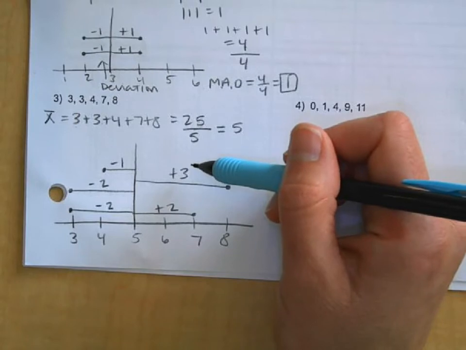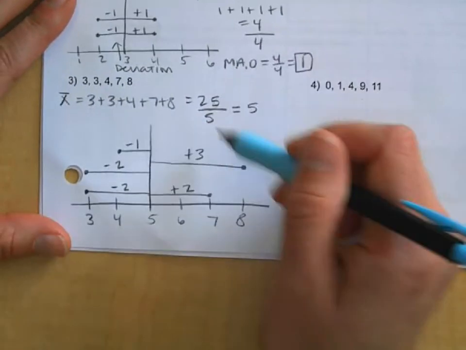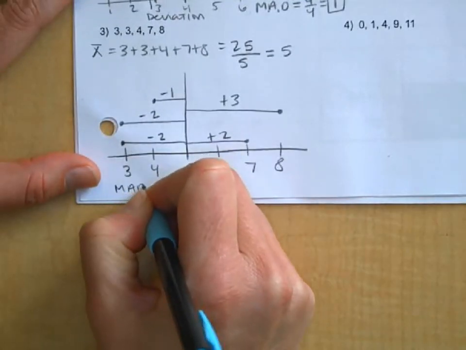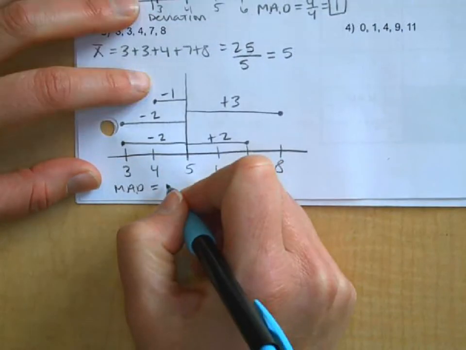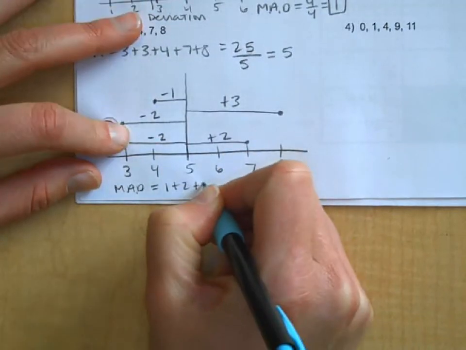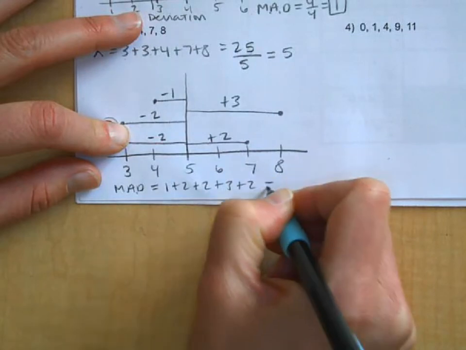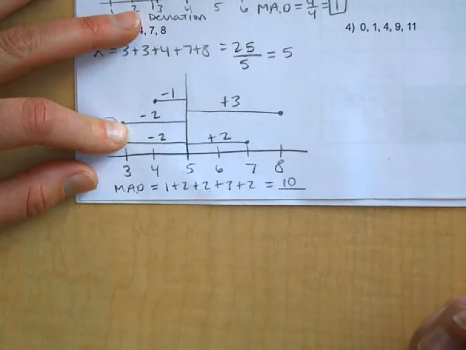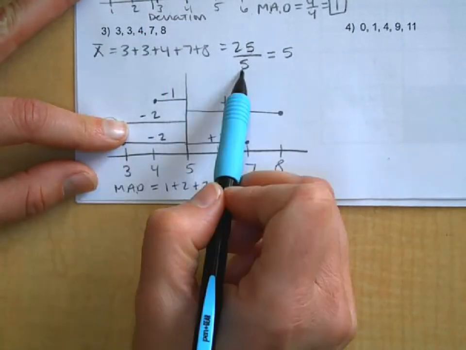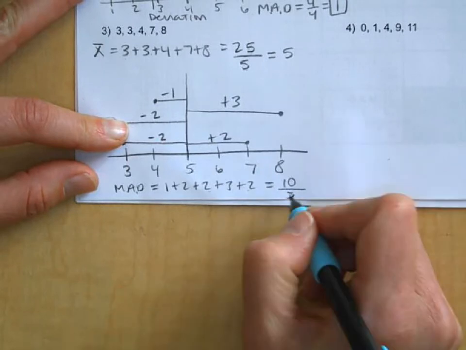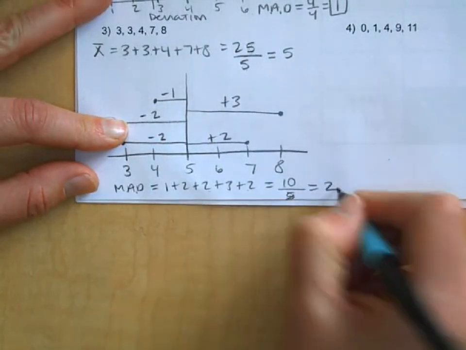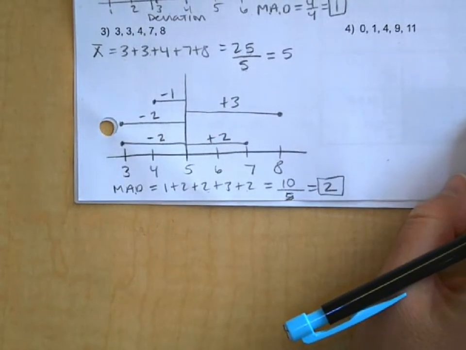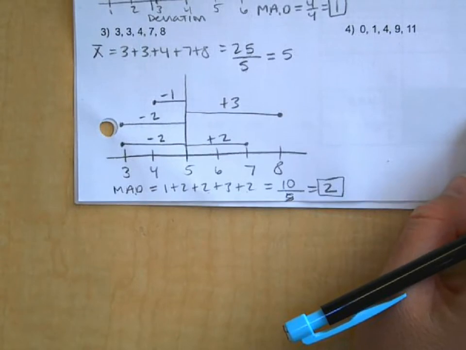Okay, so now we are going to add up all of our absolute values. So we have our MAD. Let's write it down here. So I have 1 plus 2 plus 2 plus 3 plus 2. When I add those all up, I get 10. Then we're going to divide by the number of values that we actually had. Again, it should be the same number you divided by for your mean, divided by 5 here, and we get 2. So our mean absolute deviation from the mean is 2.